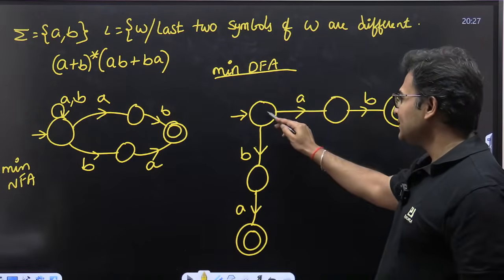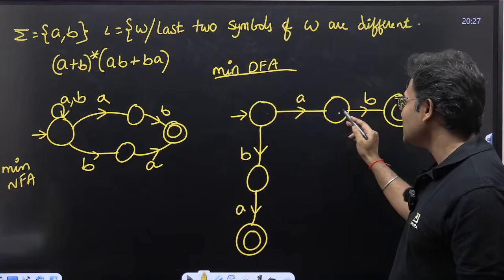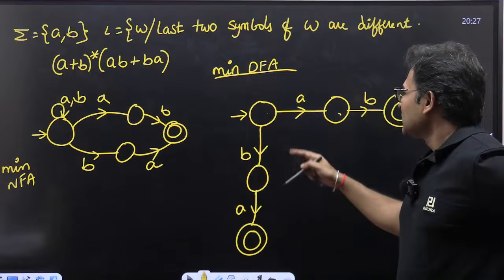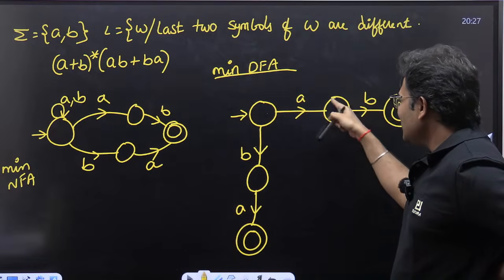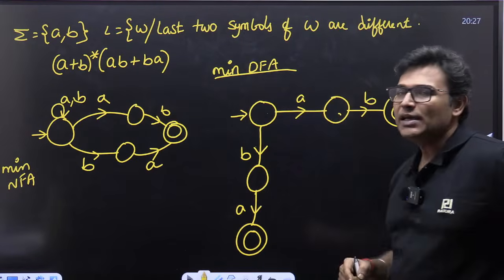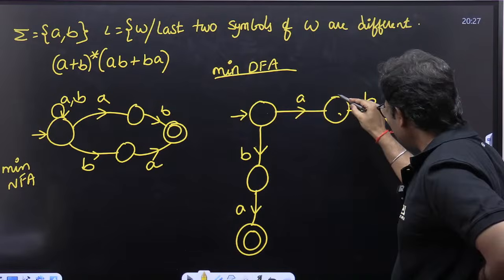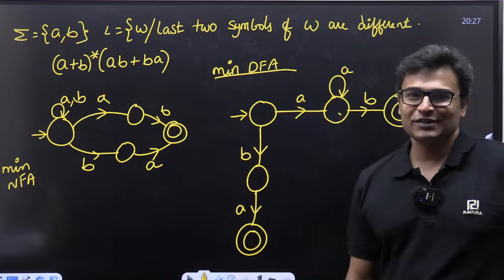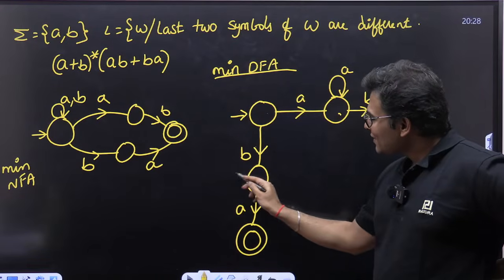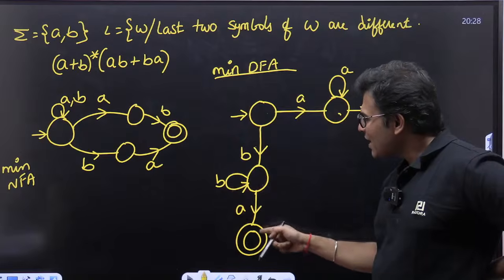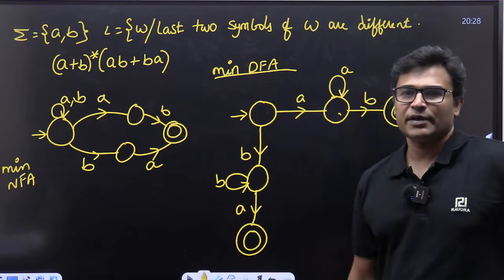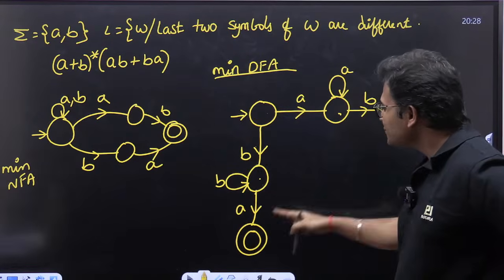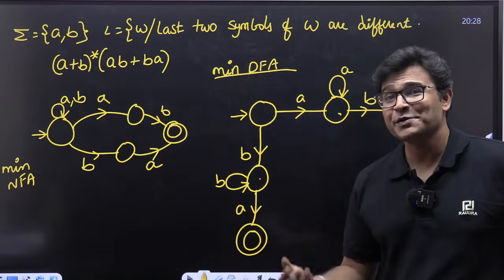Now this state is complete. On A and B, you said this state is not complete because you have to say what happens on A, right? So let any number of A's come here. Still, if I get a B, this string will end with AB. Simple. Here also, let any number of B's come. If I get an A, it will end with BA. This is fine, right? So this state is complete. This state is complete. Now, for these two states you have to decide what happens on A and B, right?